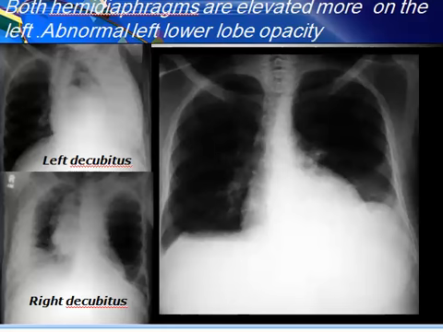Both hemidiaphragms are elevated, more on the left, and there is abnormal opacity at the left region. If we do lateral decubitus, it will show well the subpulmonic effusion going up on both sides. Although on the right side there is nothing appearing, yet you can detect it by a decubitus film.